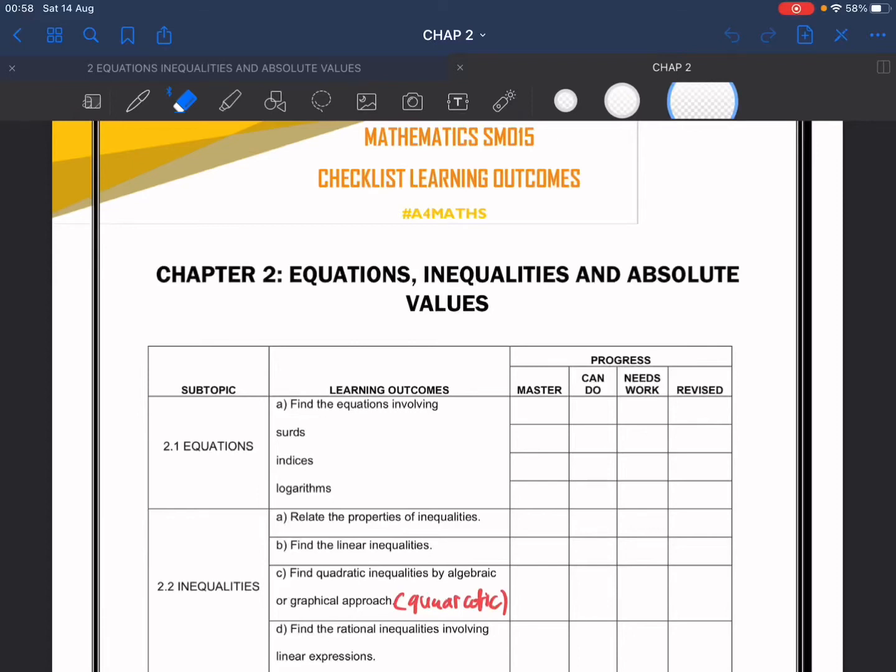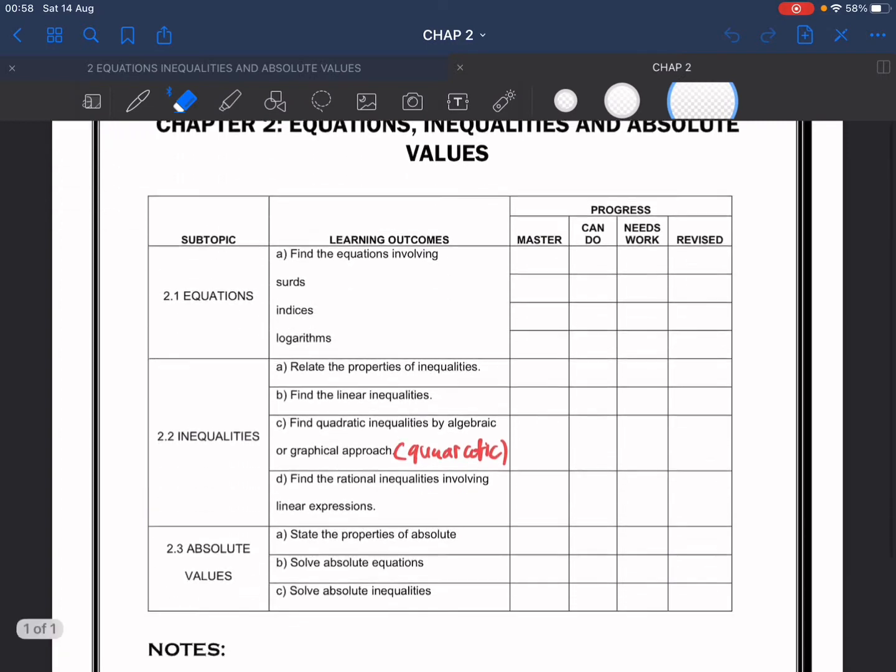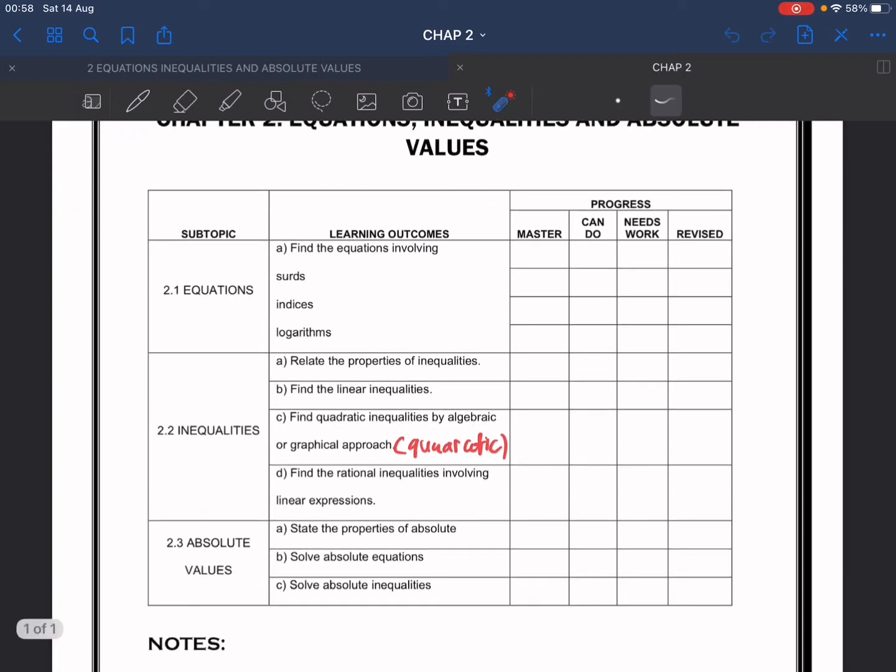Assalamualaikum and hi everyone. So today we are going to see subtopic 2.2 inequalities, where we have already seen how to do linear inequalities and quadratic inequalities, yang mana kita belajar table of sign and graphical method. Okay, tapi ingat graphical method only works for quadratic inequalities. So kalau kamu nak buat graphical method hanya untuk quadratic sahaja. So today in this video we are going to see how to find the rational inequalities involving linear expression.